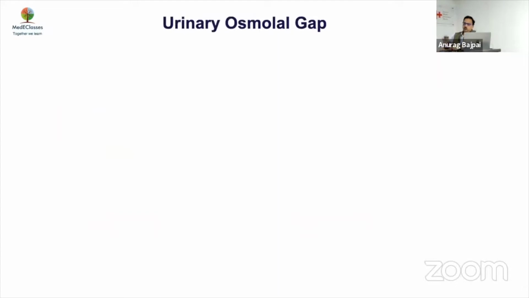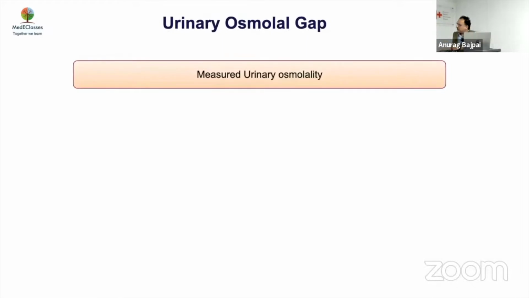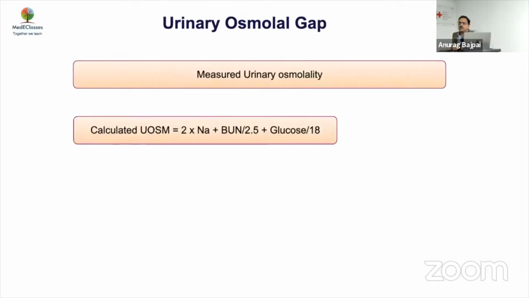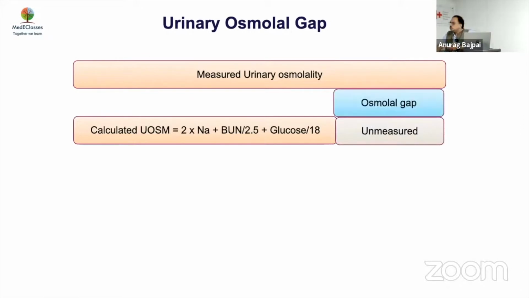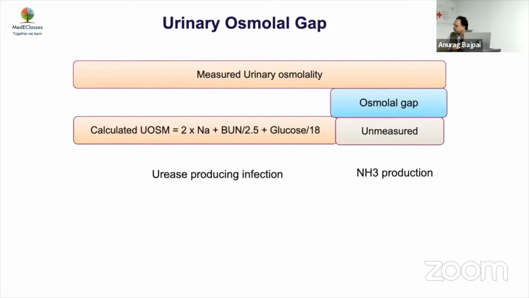Now, another way of looking at this ammonia production is the osmolar gap. Osmolar gap means the difference between measured and calculated osmolality. The major component here would be the ammonium, so we assume that the unmeasured urinary osmol is ammonia. If you have a urease-producing organism, of course, your ammonia production will go up, so you need to exclude UTI in that setting.